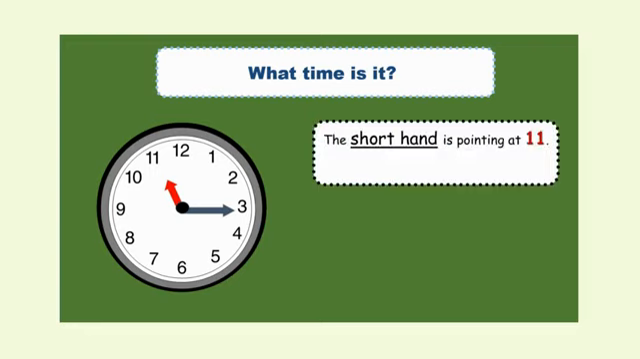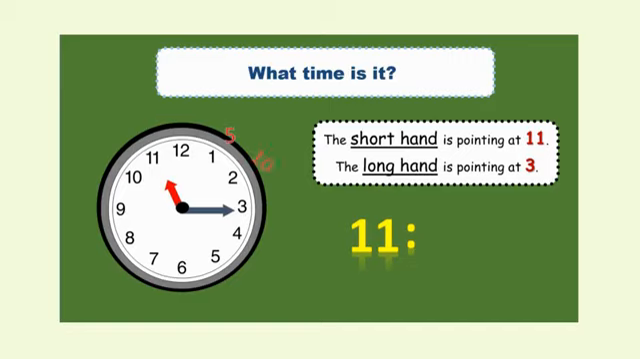Okay, how about this? The short hand is pointing at 11, and the long hand is pointing at 3. So let's skip count by 5s again. 5, 10, 15. So the time is 11:15.